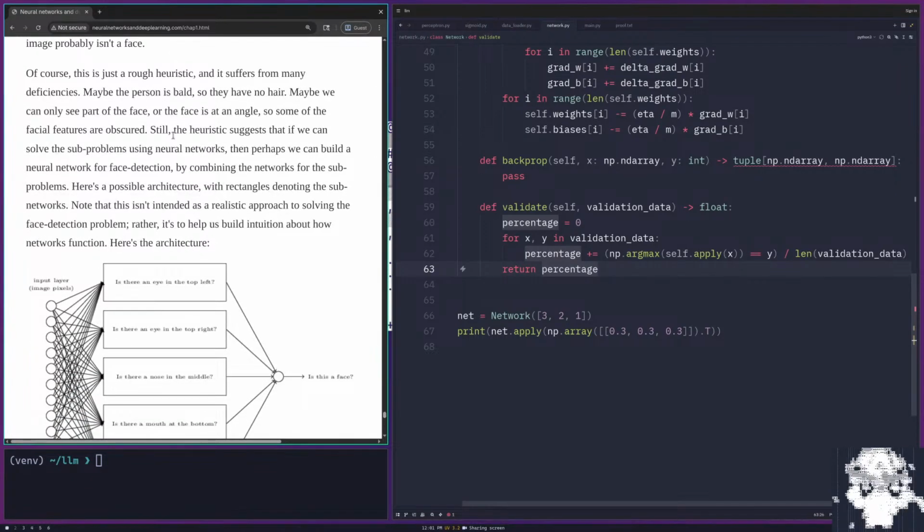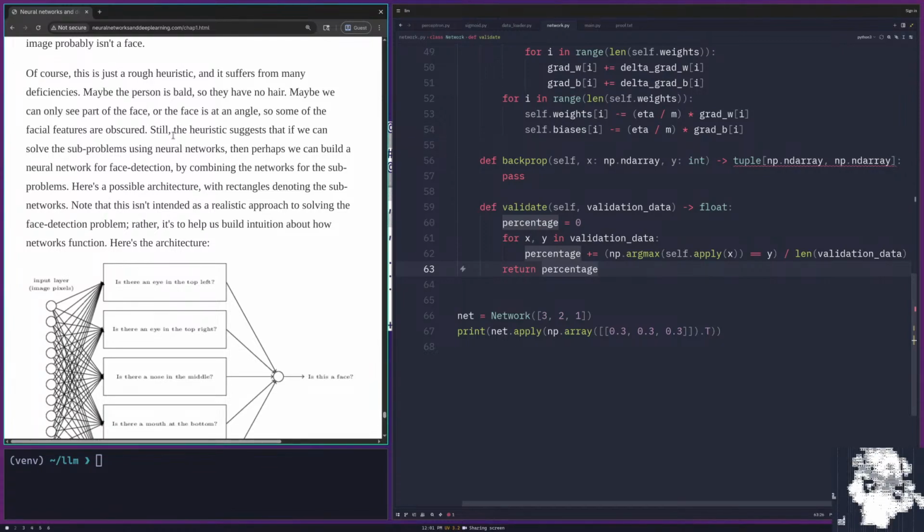Of course, this is just a rough heuristic, and it suffers from many deficiencies. Maybe the person is bald, and so they have no hair. Maybe we can only see part of the face, or the face is at an angle, or some of the facial features are obscured. Still, the heuristic suggests that if we can solve the subproblems using neural networks, then perhaps we can build a neural network for face detection by combining the networks for the subproblems.